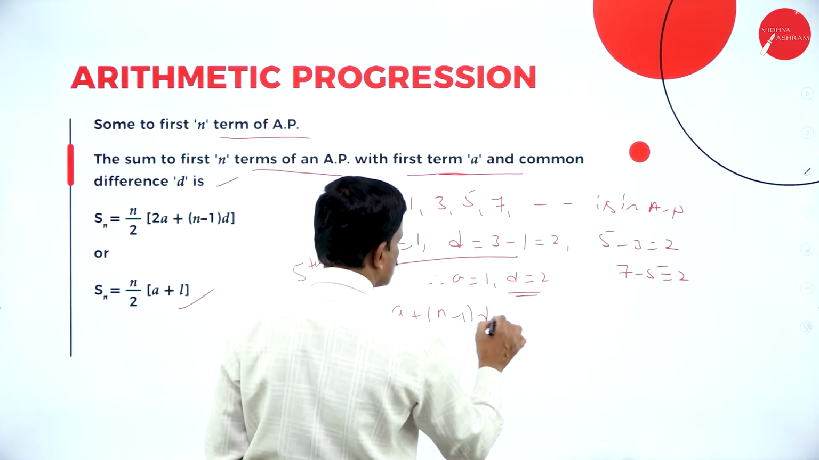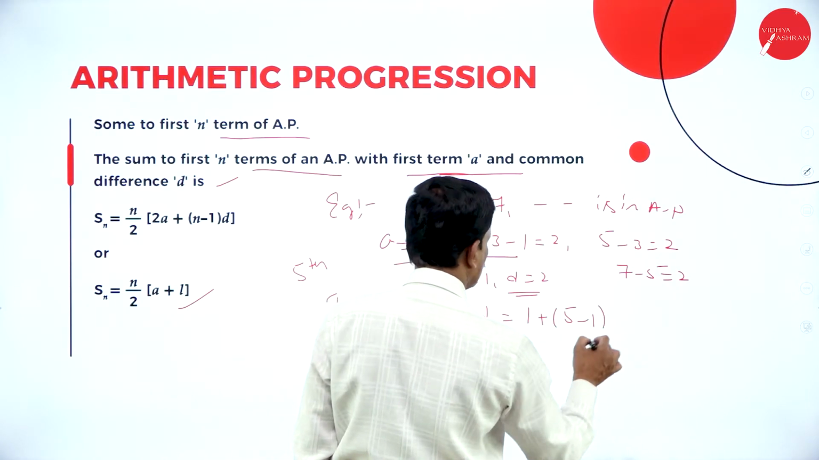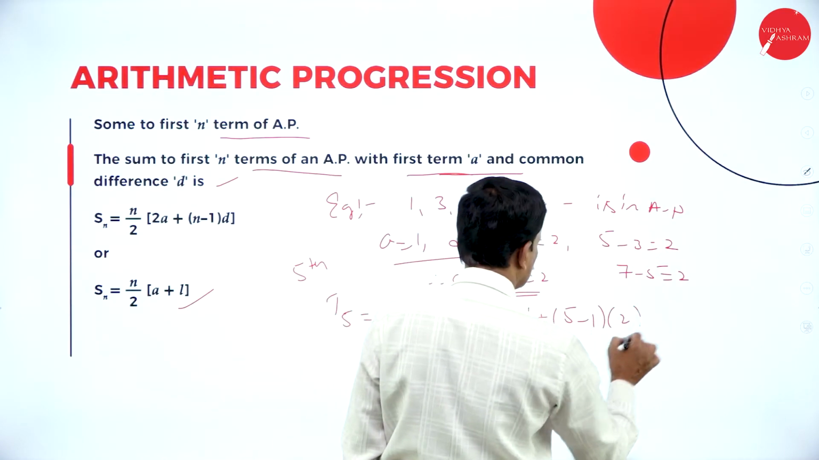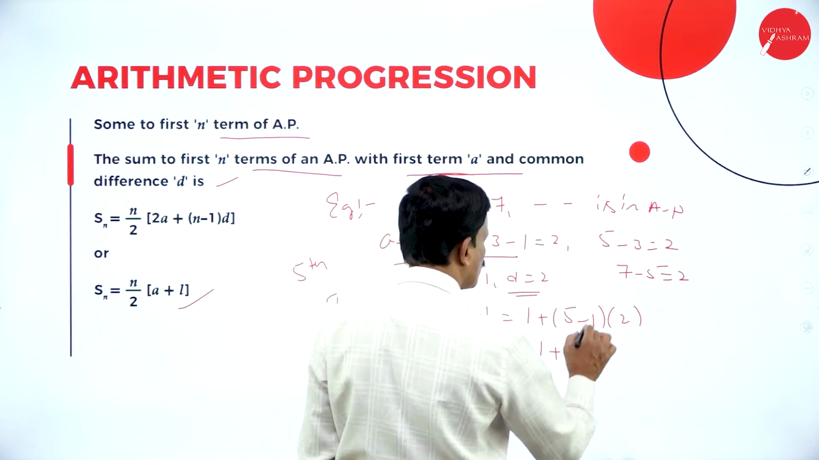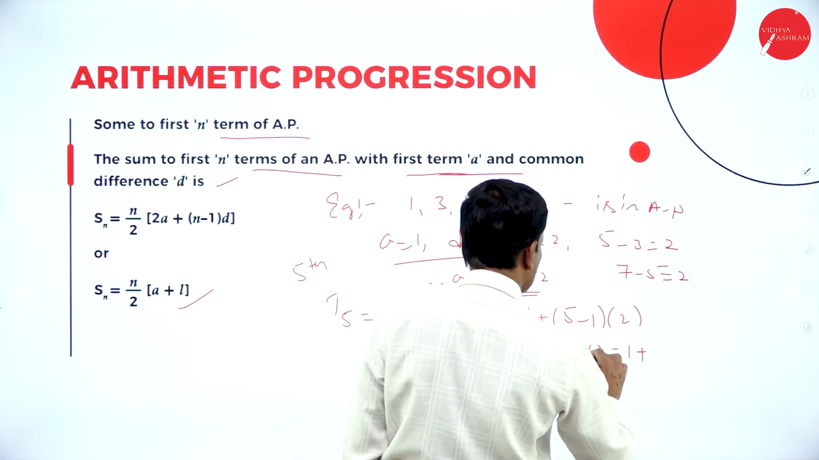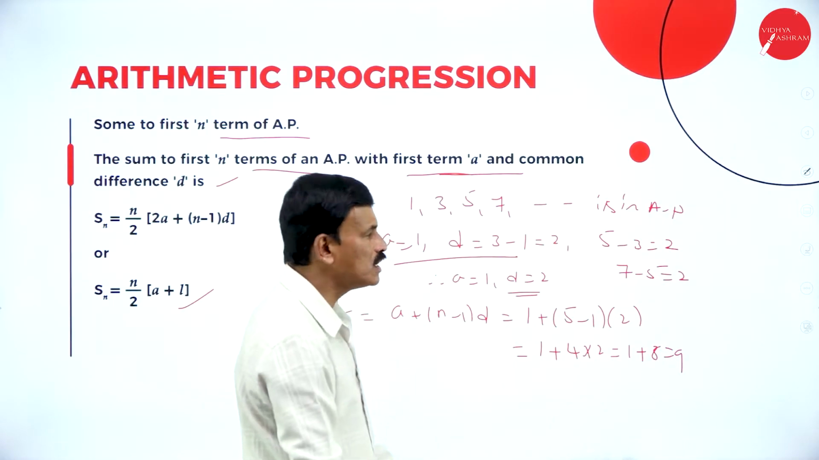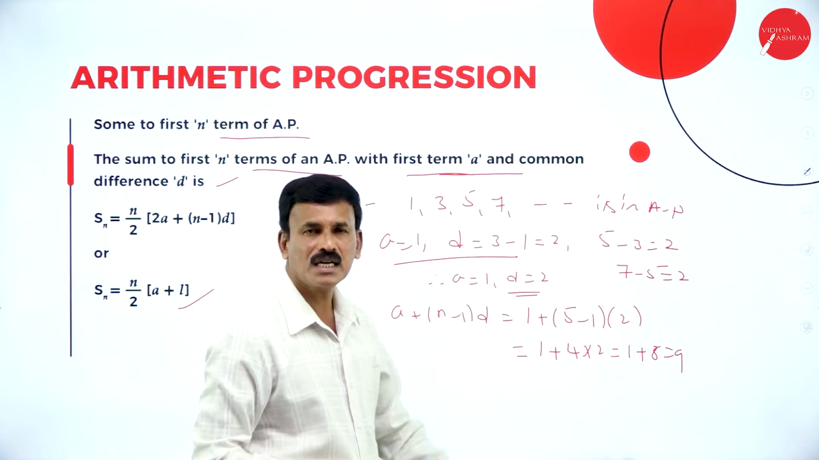A plus N minus 1 into D. A is 1, N is 5, minus 1 into D. D is equal to 2. So this is equal to 1 plus 5 minus 1 is 4, into 2, that's equal to 1 plus 8, that's equal to 9. So the next term you are going to get is 7 plus 2, 8 and 9.